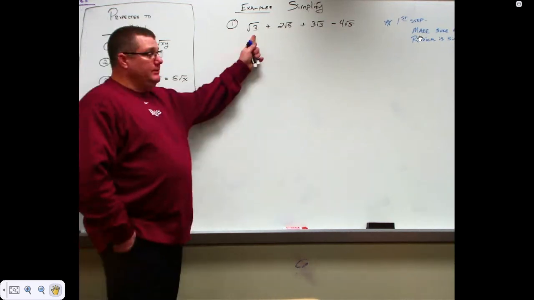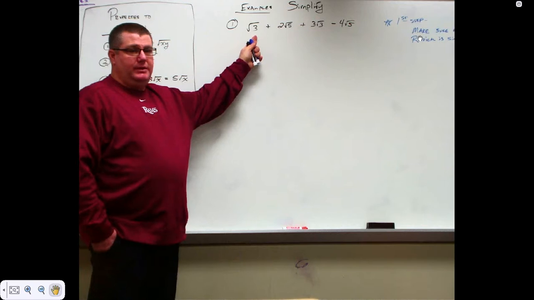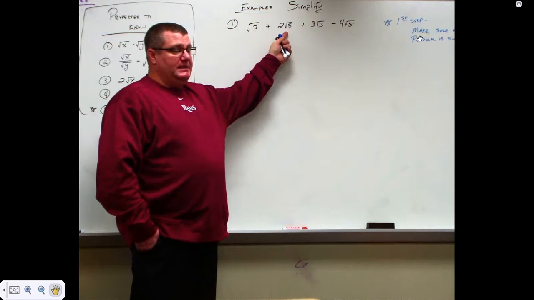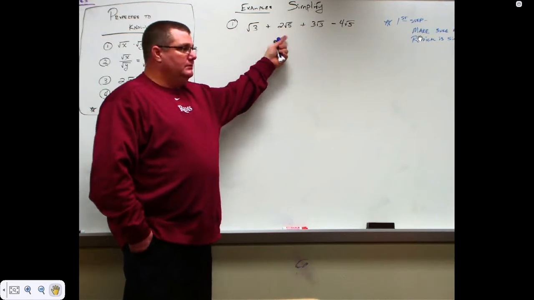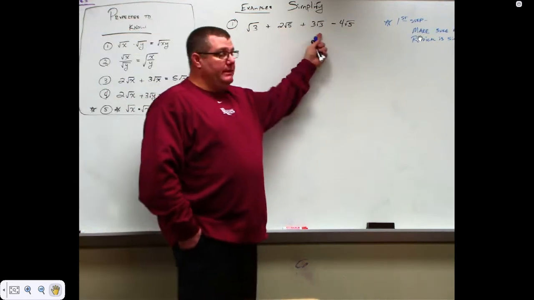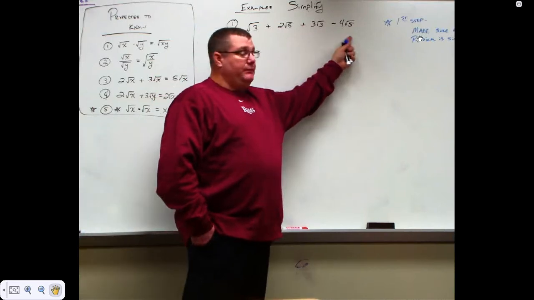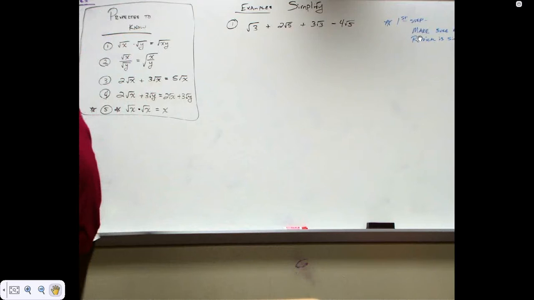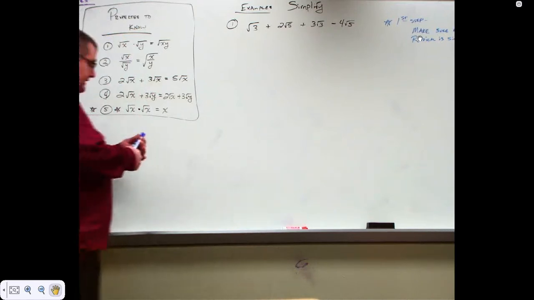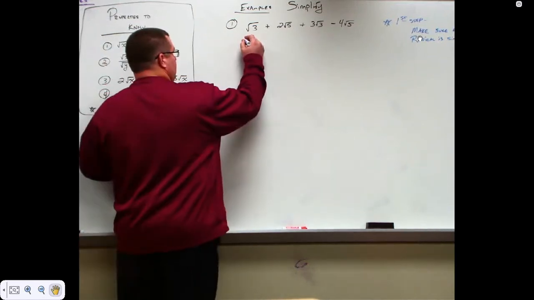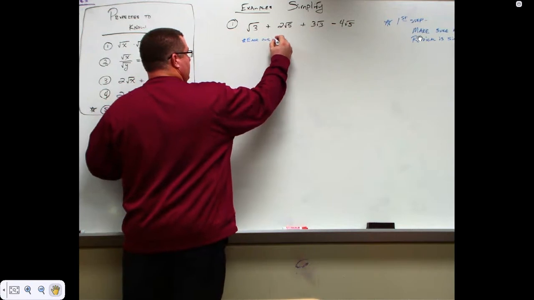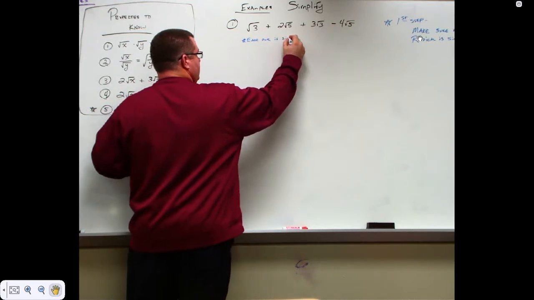So look here, is that one simplified? What's the largest perfect square factor of 3? 1, so it's simplified. Radical 2, radical 5, is that simplified? The largest perfect square factor is 1. How about 3 radical 3, is that simplified? How about 4 radical 5? Okay, they're all simplified. So the only thing left to do is see if there's some simplifying to do. Each one is simplified.